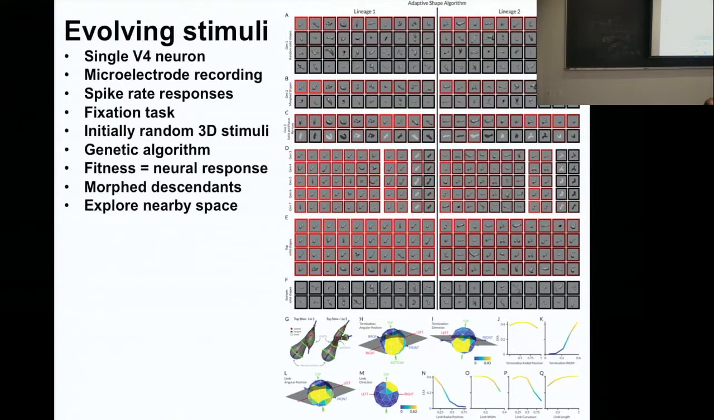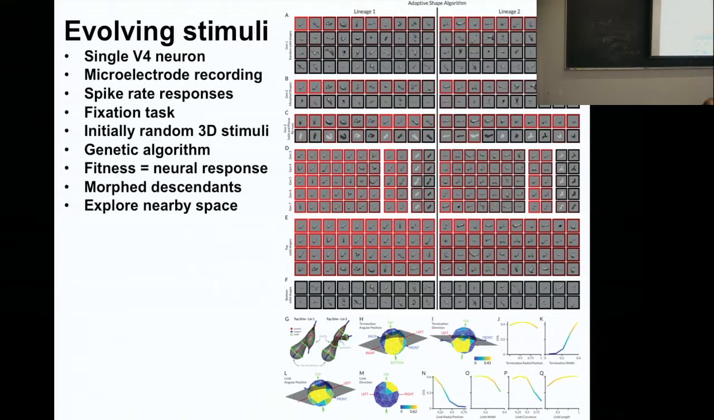We start with initially random 3D stimuli, which again, I'm relying on Jacob here. Jacob showed you a generative model for medial axis shape, and our method for constructing the stimuli that I'll show you here is very much like that, defining the medial axis first in a probabilistic way, defining the surfaces around the medial axis in a probabilistic way.